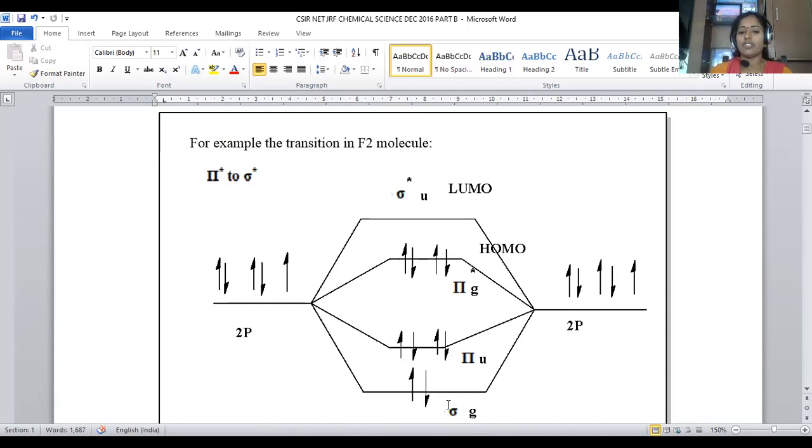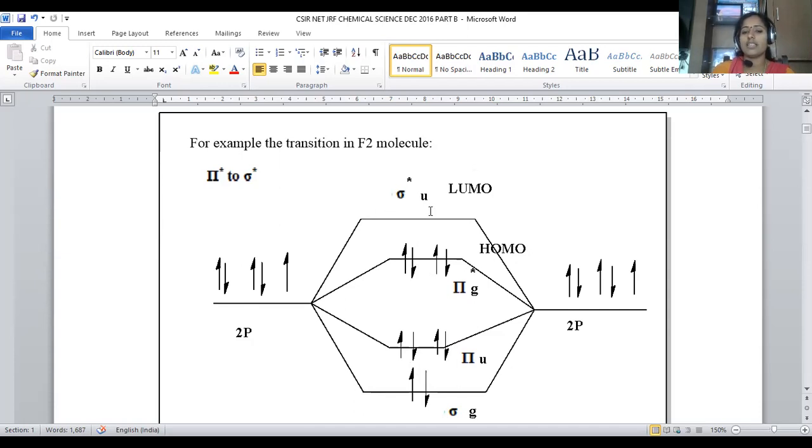Sigma gerade will be filled with 2 electrons. Pi ungerade will be filled with 4 electrons. Pi star gerade will be filled with 2 plus 2, 4 electrons. Here, up to pi star gerade, we filled electrons, and sigma star ungerade becomes vacant. It is an empty orbital, right? So, HOMO, the highest occupied molecular orbital, is denoted with HOMO. Here, 2 plus 2, 4 electrons are there. This is the highest energy level where electrons are available. This is said to be the HOMO orbital.